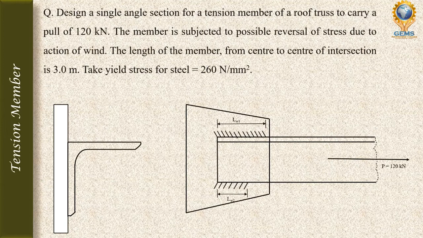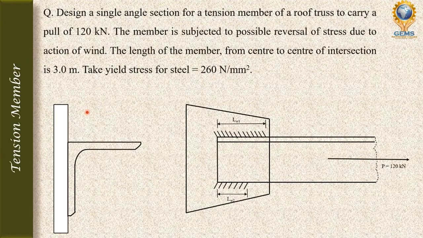The question states: design a single angle section for a tension member of a roof truss to carry a pull of 120 kilonewton. The member is subjected to possible reversal of stress due to the action of wind. The length of the member from center to center of intersection is 3 meter. Take yield stress of steel as 260 Newton per mm².